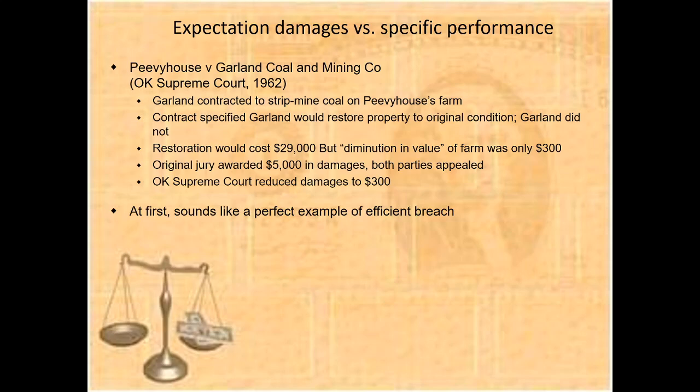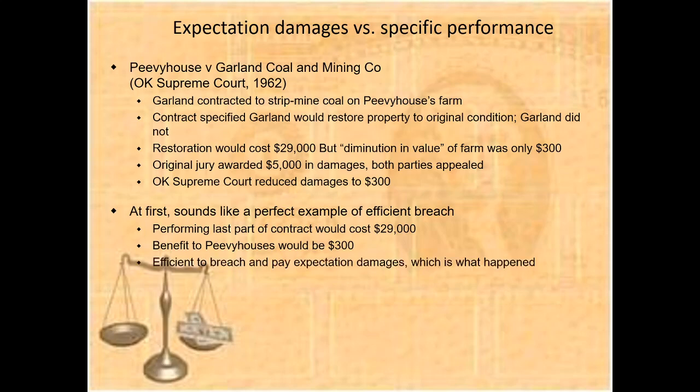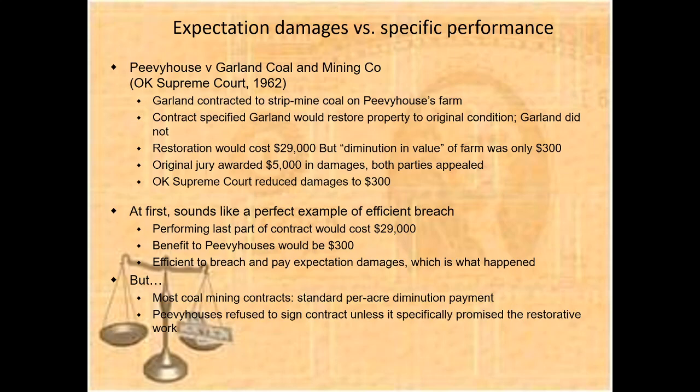At first it sounds like a perfect example of efficient breach, but it is not. Performing the last part of the contract would cost $29,000. The benefit to PV House would be $300. So if you perform at $29,000, the benefit is ultimately $300. Though it is efficient to breach and pay expectation damages, which is what happened. In most coal mining contracts, the standard per acre diminution payment is that $300, but that is not necessarily true.